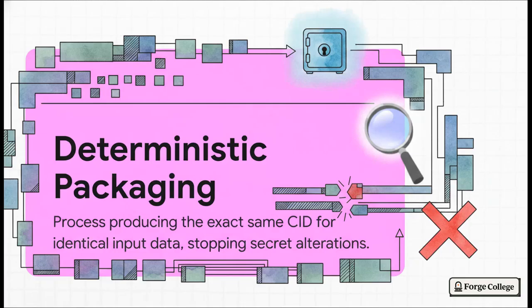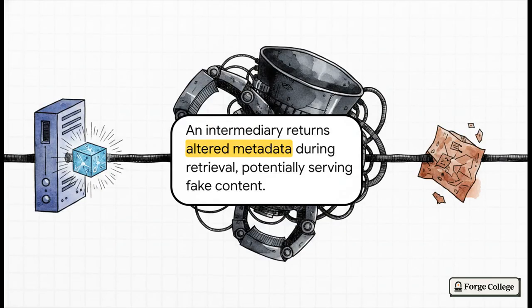To shut this down, we enforce something called deterministic packaging. Now, all that really means is your pipeline consistently outputs the exact same content identifier, or CID, for identical input data, period. If a hacker changes even a single pixel of that image, the CID completely changes, instantly stopping those poisoners right in their tracks. No spoofing allowed. Next up on our threat map is retrieval interception, which you probably know as a man-in-the-middle attack.